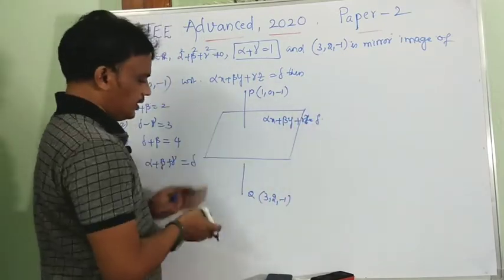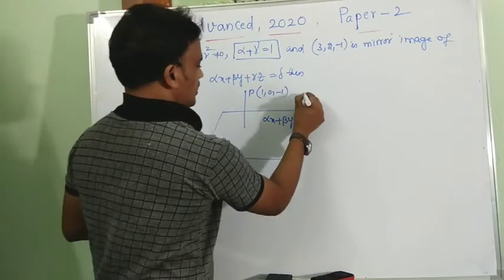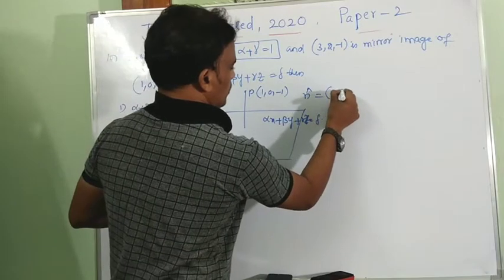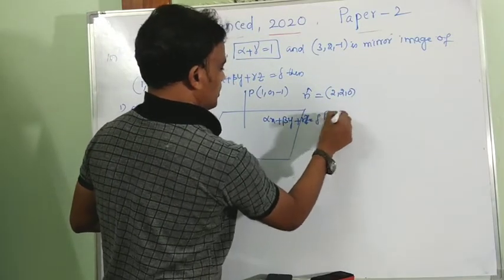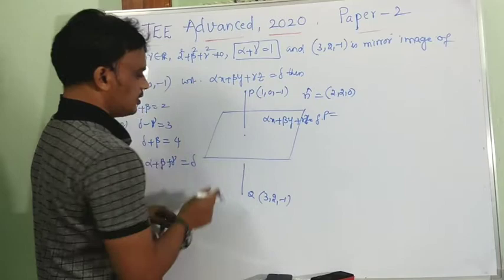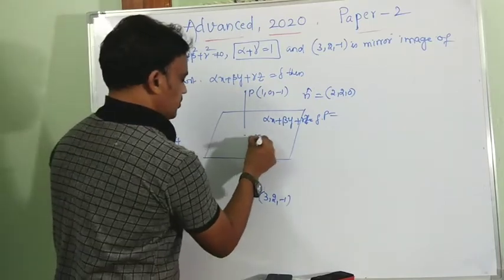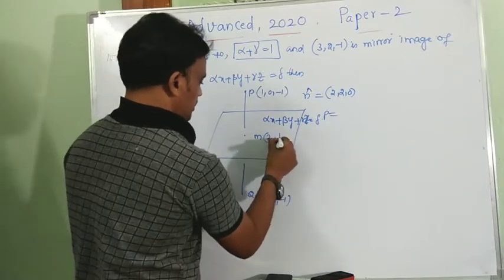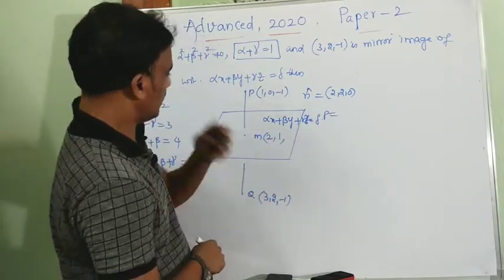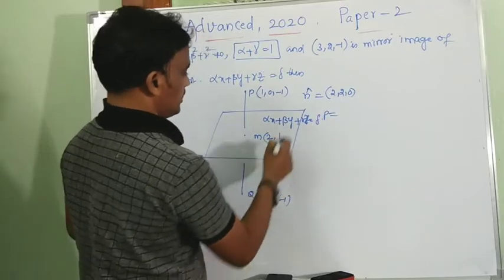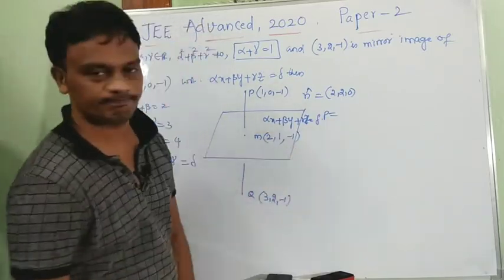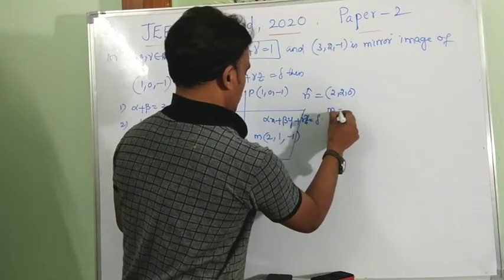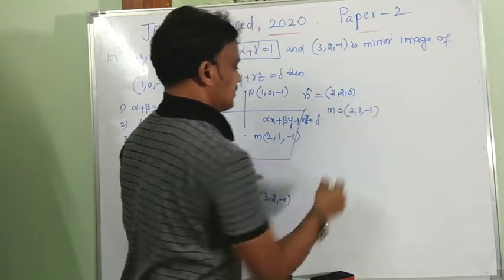Then what are the direction ratios of the normal? It is n cap equals (2, 2, 0). The plane is passing through the midpoint of P and Q. What is the midpoint? It is (3 plus 1)/2 = 2, then 1, and minus 1. So let us take the point M equals (2, 1, minus 1).